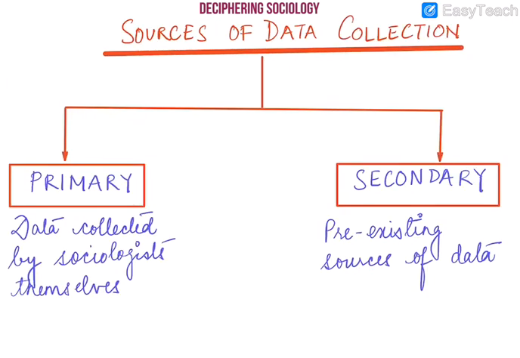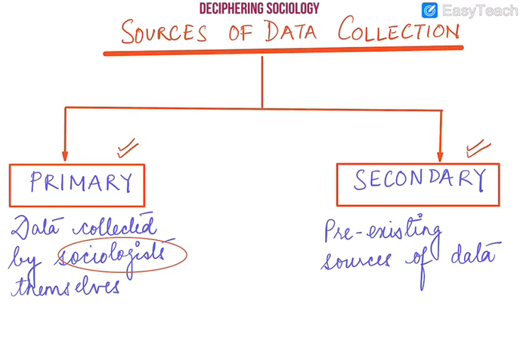Today we will be studying about the techniques of data collection. The techniques depend on the sources. For example, there are certain techniques of data collection if they want to go for primary sources, and there are certain techniques if they want to go for the secondary sources. Now, what are these primary and secondary sources? Primary sources are those sources where the data is collected by sociologists themselves.